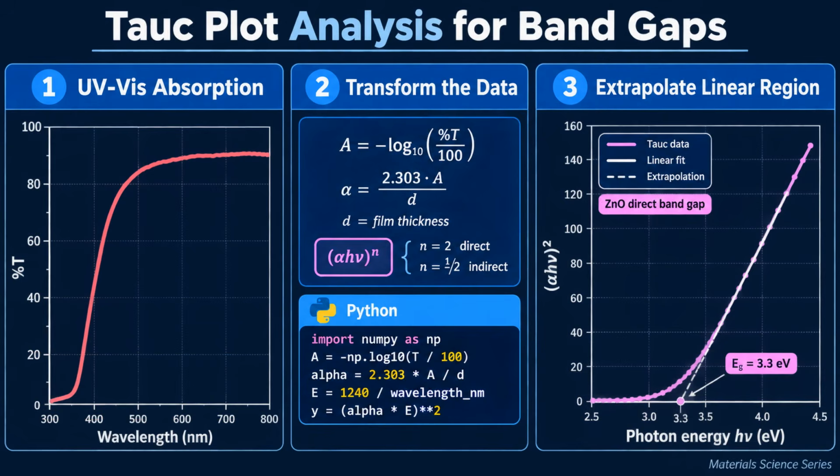Tauc plots extract semiconductor band gaps from UV-Vis spectra. The analysis converts absorbance to the absorption coefficient alpha, then applies the Tauc equation: alpha times h nu raised to the power n, where n equals 2 for direct band gaps and 1/2 for indirect transitions. Plotting this transformed quantity against photon energy produces linear regions. Extrapolating the linear portion to the x-axis intercept gives the band gap energy. For example, zinc oxide shows a direct band gap of about 3.3 electron volts. Python with NumPy makes these calculations straightforward and reproducible.